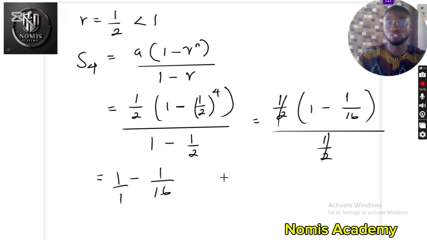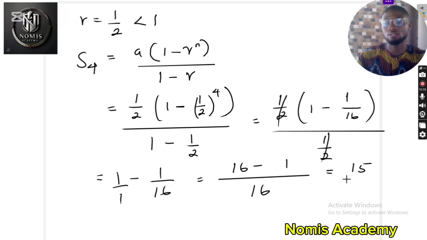So remember this is 1 all over 1. So in your fraction you find the LCM, 16. So 16 divided by 1 is 16. 16 times 1 is 16 minus, now 16 divided by 16 is 1. And 1 times 1 is 1. So our answer there is 15 divided by 16. So the sum of the first four terms in the sequence is 15 all over 16, and that is our final answer for that question.